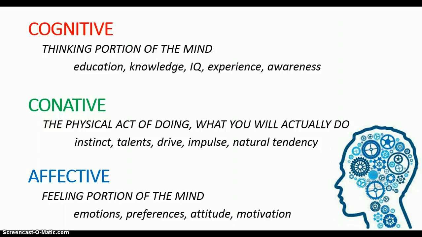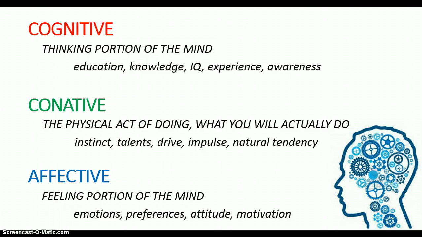So to start off, the first one, as you can see in red, is cognitive. This deals with the thinking portion of the mind. Probably the most well-known part, considering we all have a brain and go to school. So this deals with your education, knowledge, IQ, experiences, and awareness. This is the part of the brain that can be improved upon because obviously starting from kindergarten and moving forward in your education, you can continue to grow and learn different things. So this portion of the mind never stops growing really because you're constantly learning different things.